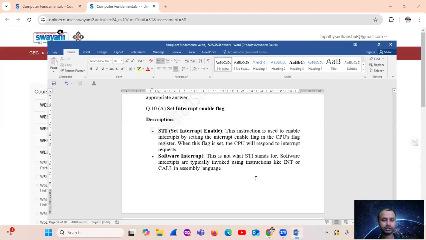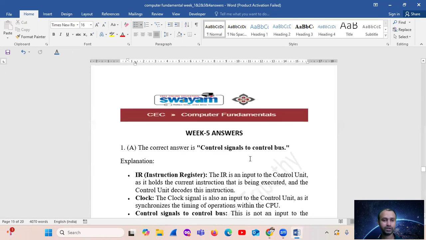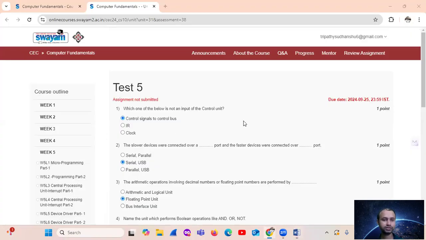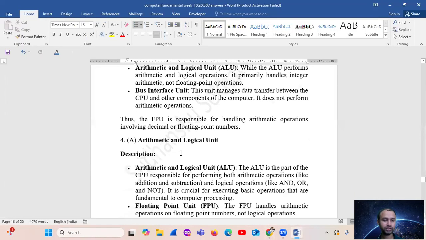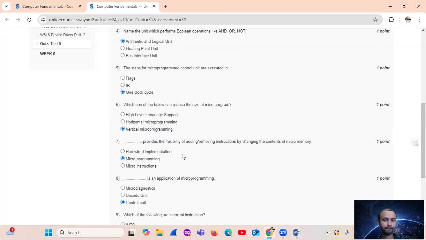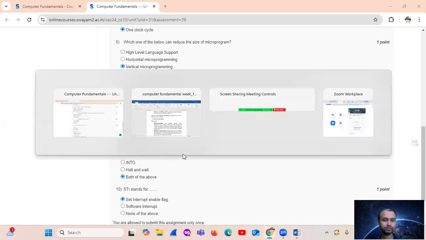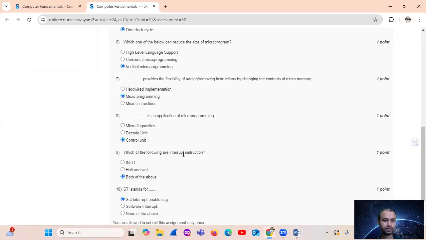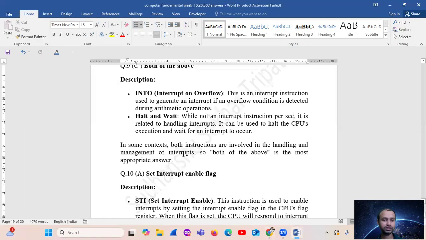सारे हो गया. Question 1 का A, yes. Question 2 का B. Question 3 का B. Question 4 A. Question 5 C. Question 6 C. Question 7 B. Question 8 C. 9 C. Final question 10, that is A.